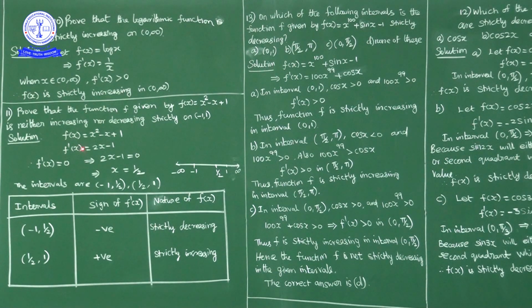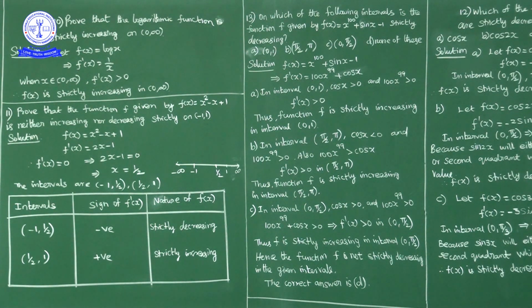So f dash of x equal to derivative of x square, 2x, minus derivative of x, 1, and the derivative of the constant is 0. So f dash of x is equal to 2x minus 1. On putting f dash of x equal to 0, what do we get? 2x minus 1 is equal to 0, x is equal to 1 by 2.